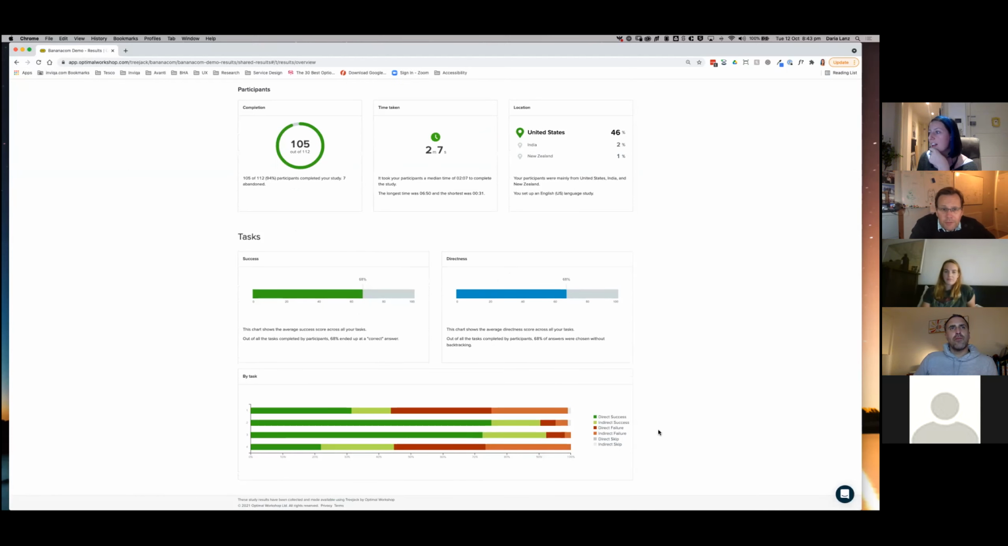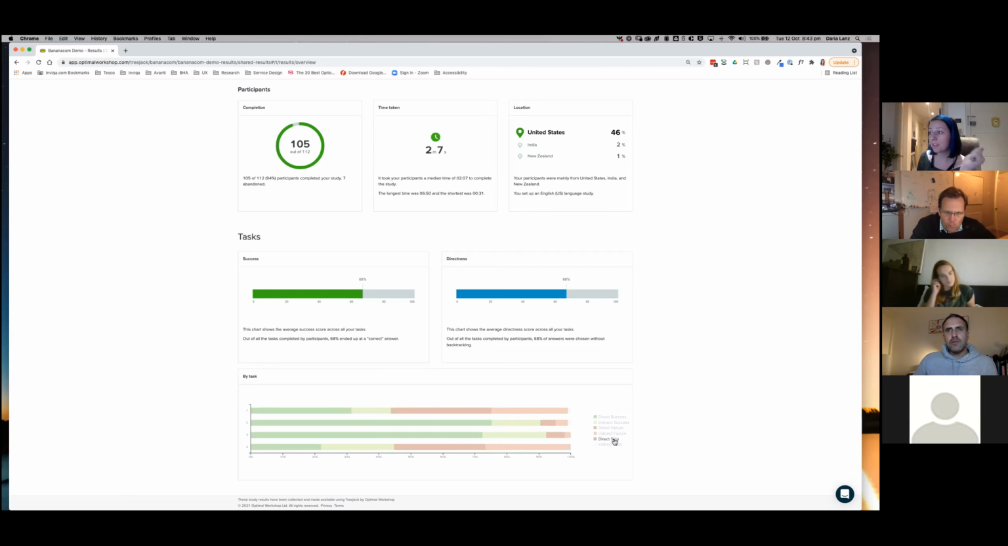So you get a task success rate. Direct success is they went immediately, on the first try, to the correct place. Indirect means they had to jump around a little bit but eventually got there. Direct failure means they went directly to the wrong place. Indirect failure means they wobbled around a little bit.